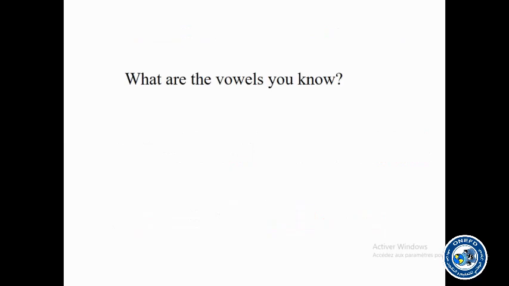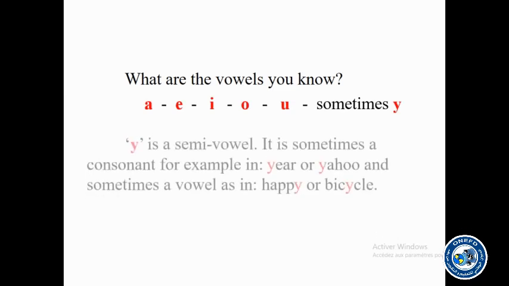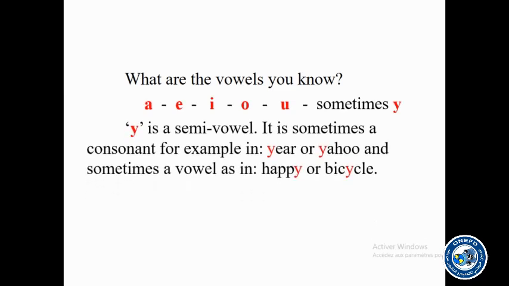What are vowels you know? A, E, I, O, U, and sometimes Y. Why sometimes? Because Y can be a consonant, for example, in Y or Yo. It can be also a vowel, happy or bicycle.